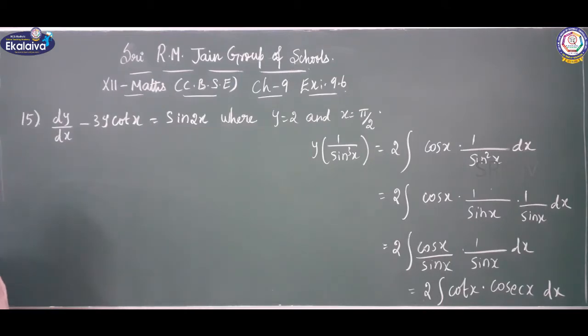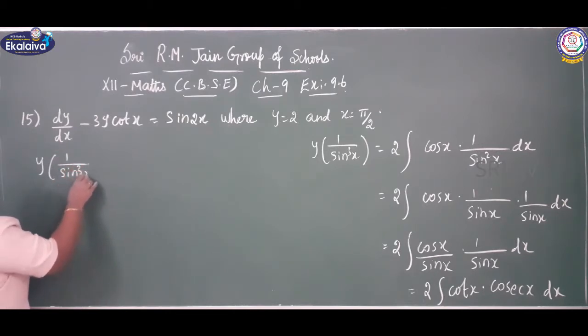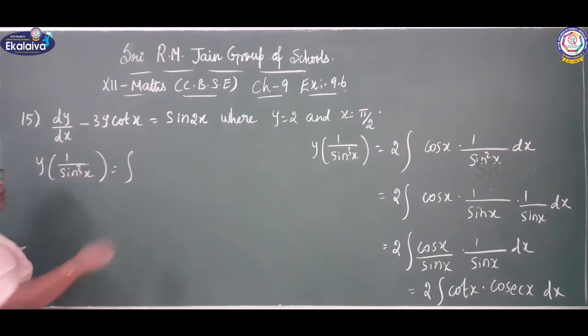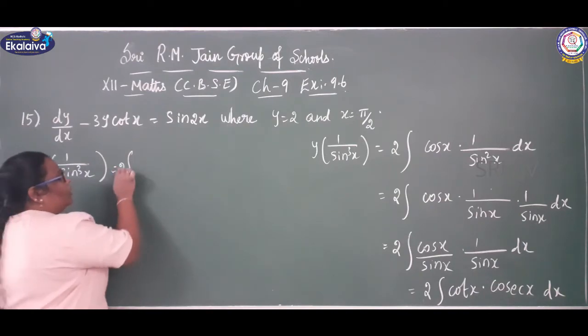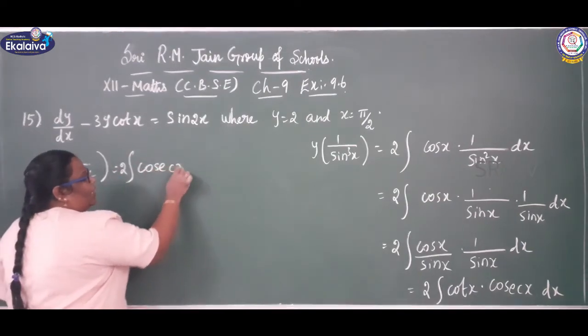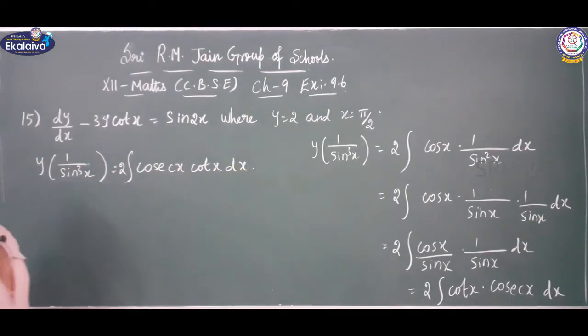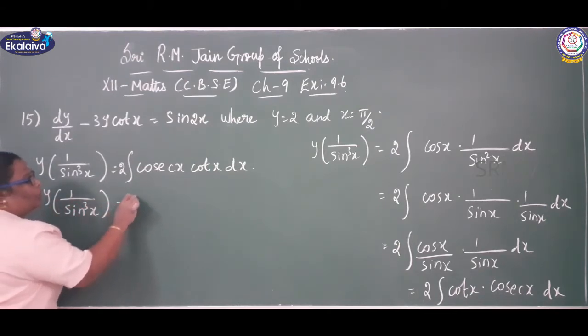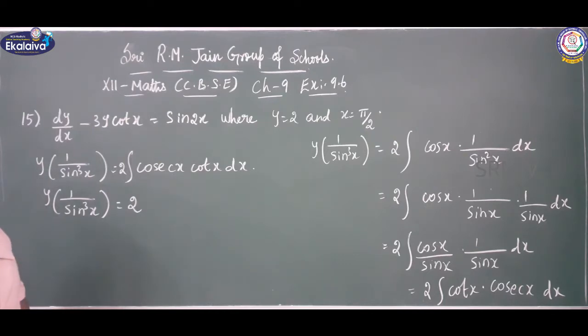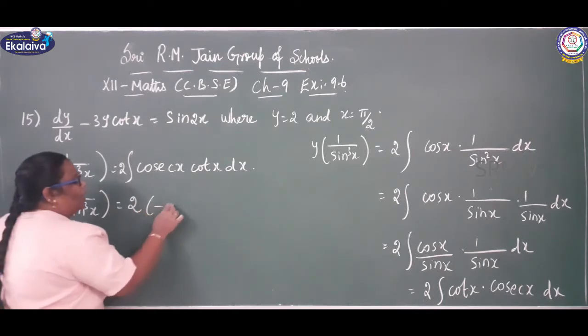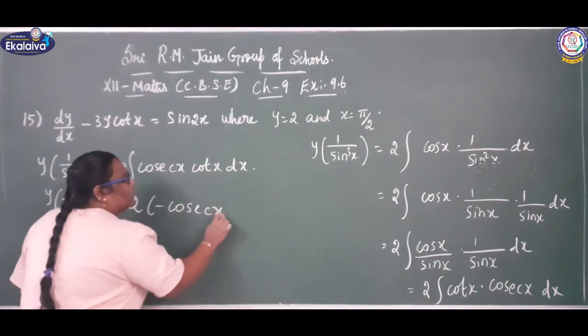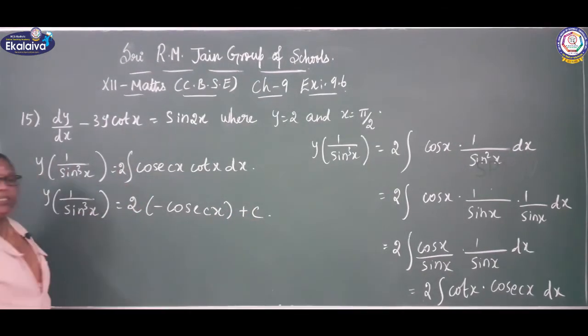See the general solution. y into 1 by sine cube x equal to integral, you write it in a proper way, 2 into cosecant x cot x into dx. So y into 1 by sine cube x equal to 2 into integral cosecant x cot x, which is nothing but minus cosecant x plus c.